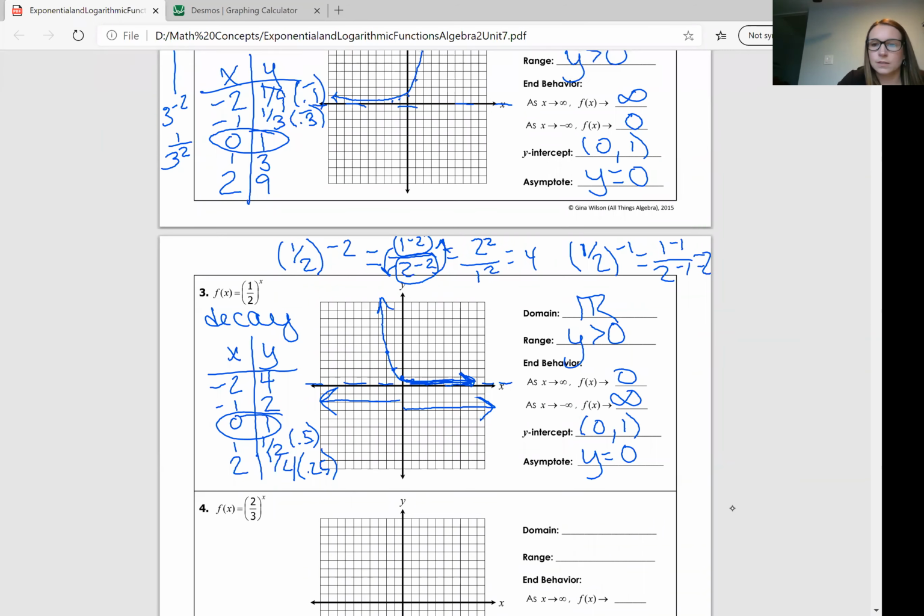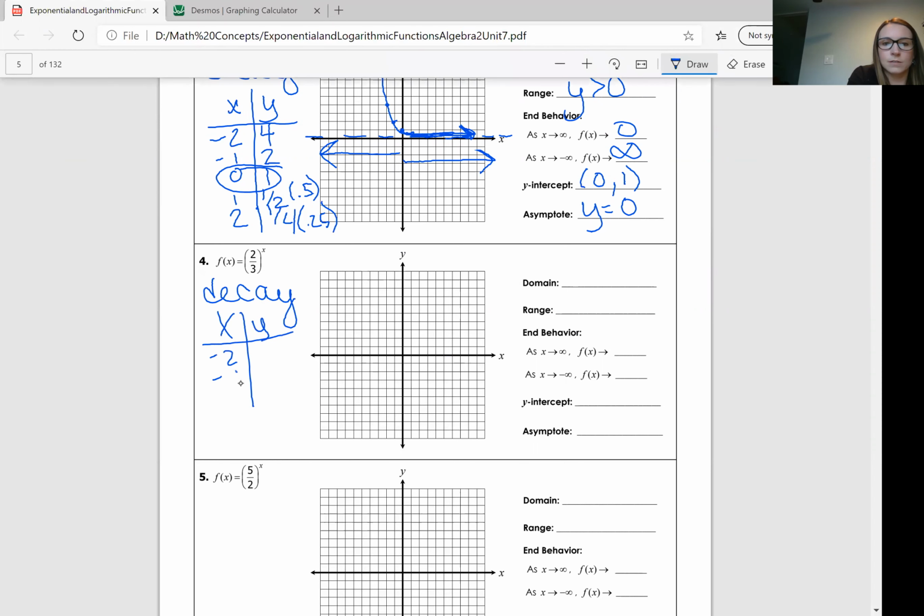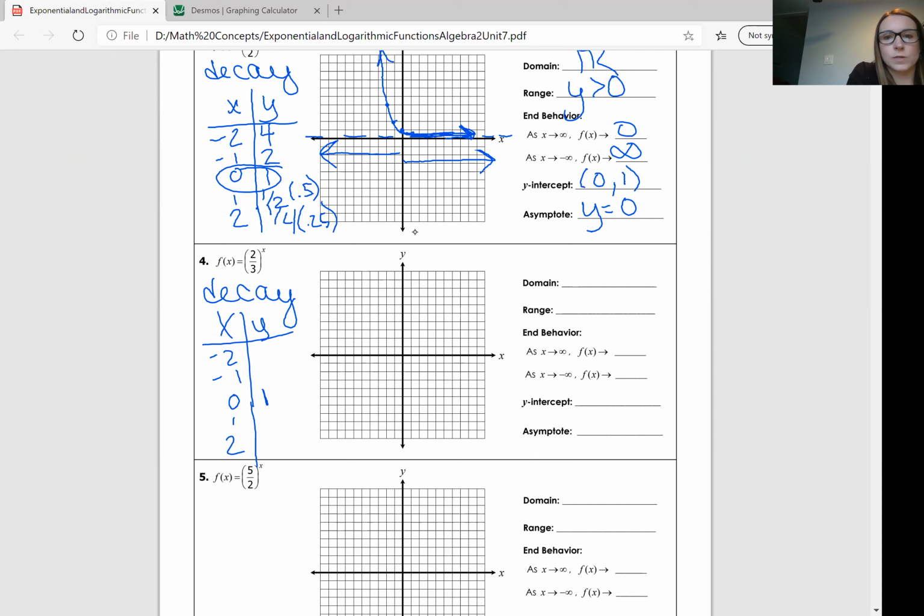all right, is 2/3. So 2/3 is less than 1, so we know this is also a decay. All right, now x and y values: -2, -1, 0, 1, 2. Again, we know that's going to be 1. Okay, so 2/3 to the -2nd power. And I'm just trying to squeeze all this in, I'm sorry.